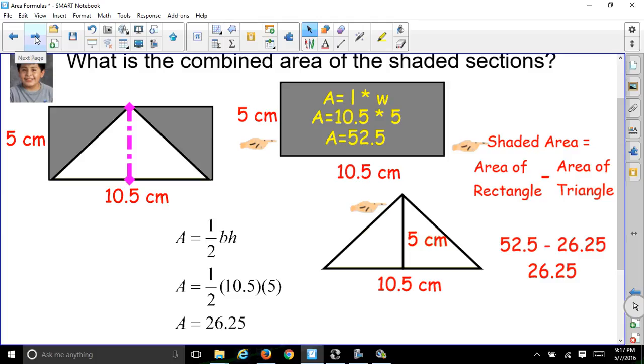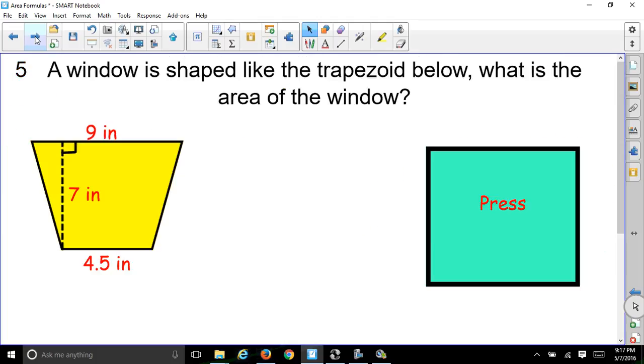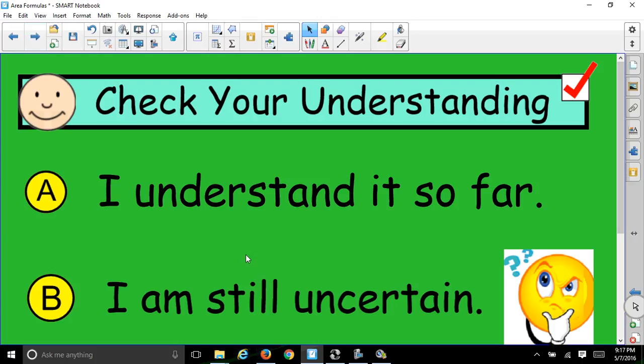Good question, Carlos. Here's another question for you. A window is shaped like a trapezoid below. What is the area of the window? Well, I want you to go back and look at your trapezoid formula and see if you can find the area. So I hope you got something out of the lesson.